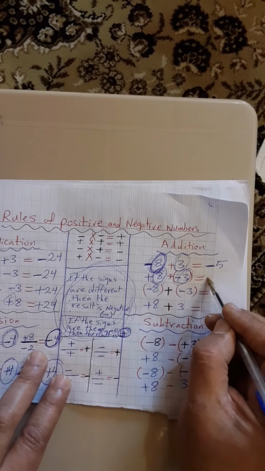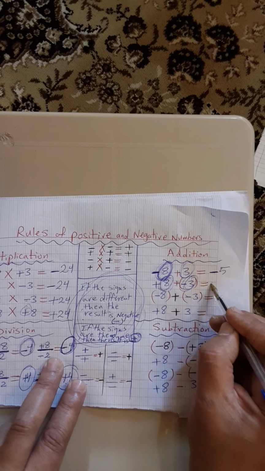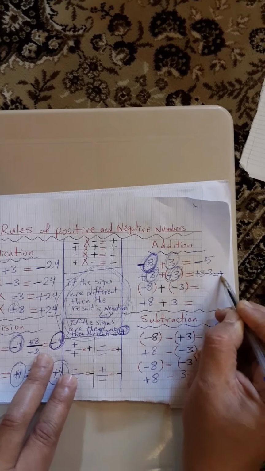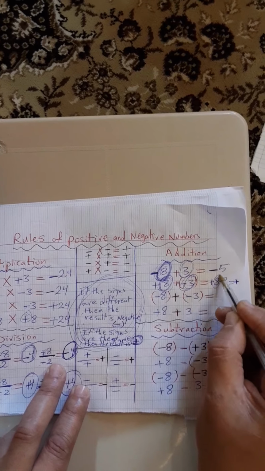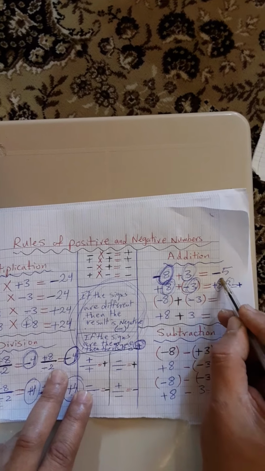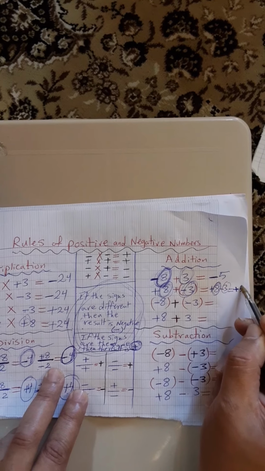The greater value is 8, because it is plus rather than minus. We can use the bracket: after removing the bracket, plus 8 minus 3, and the greater value without the sign is 8. 8 is the greater value, the sign of it is plus, and the result is plus 5.